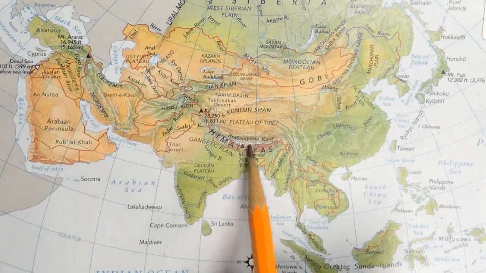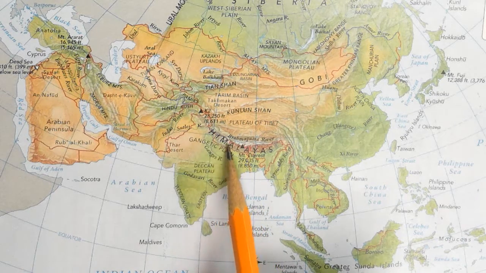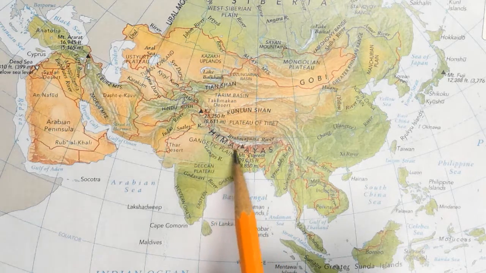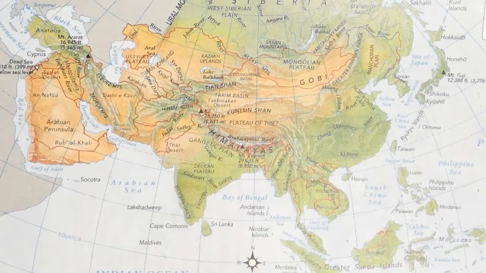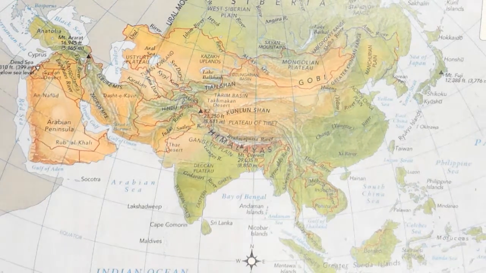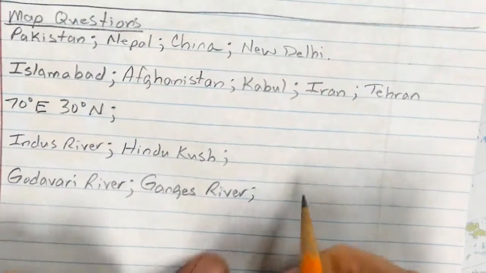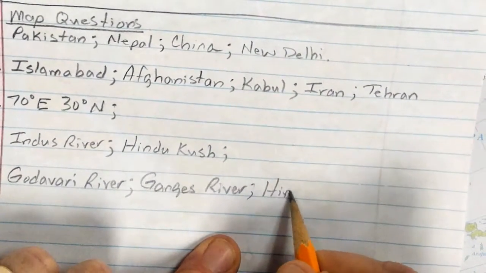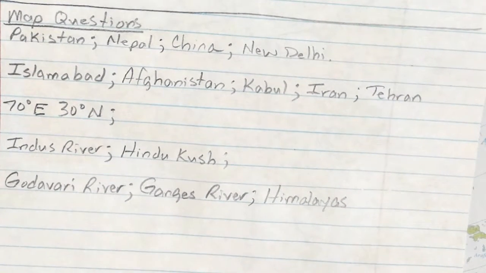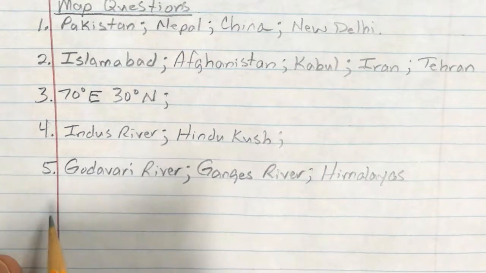Now, there's a great big mountain range right there. And the name of it is right there. You should be familiar with that. There it is. Himalayas. That's the Himalaya Mountains, the tallest mountain range in the world. Okay, so that's the mountain range where the Ganges River flows from. So, we're going to put a semicolon after Ganges River and write Himalayas. And that's number 5. Number 6.